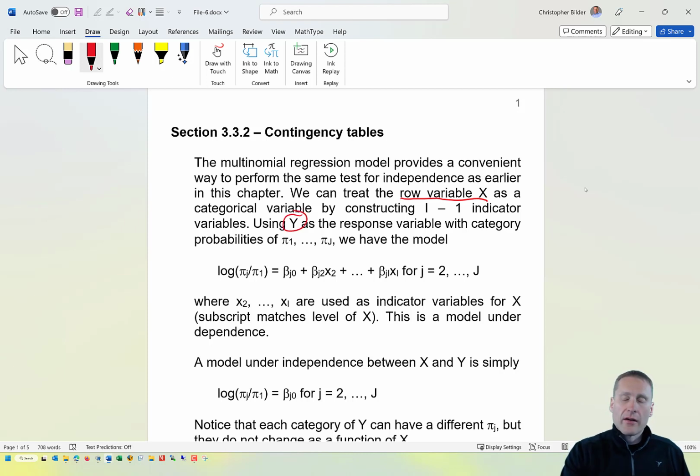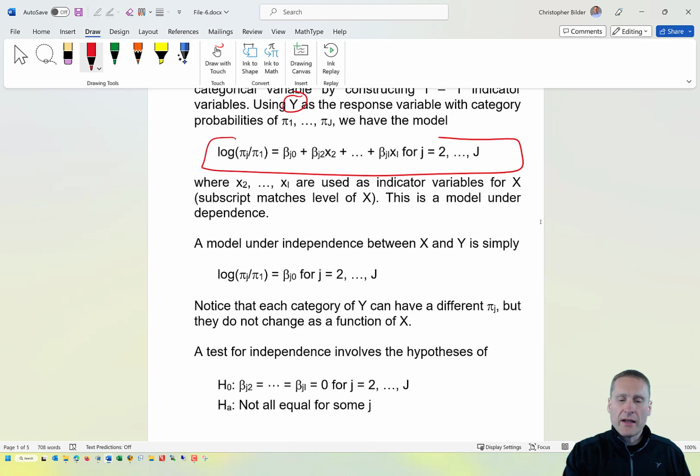Now, with respect to our column variable y, we treat that as our response variable, where it has probabilities of being in one of the categories of pi 1, pi 2, all the way up to pi sub capital J. So with that, here's what our multinomial regression model would be for an I by J contingency table. On the left side, we have the log of the odds for category J versus category 1 relative to the Y response variable. And then on the right side, we have our normal structure of this linear combination of the regression parameters with the explanatory variable values. In this case, explanatory variables are actually represented as indicator variables.